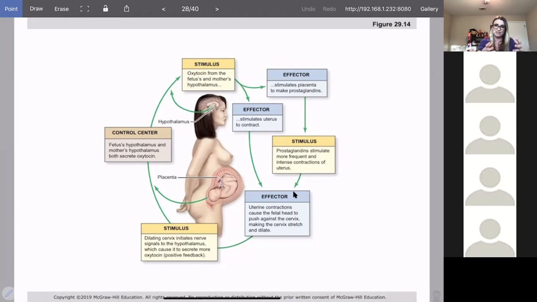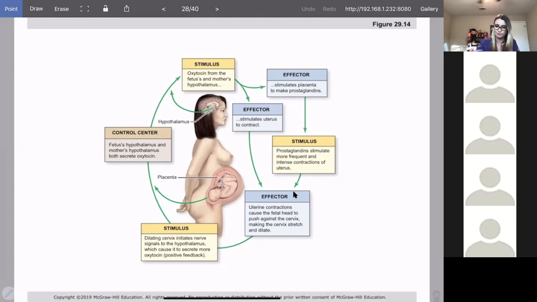The more dilated the cervix is, the more oxytocin is being released from the mom and from the fetus. As I said, it's a positive feedback. Oxytocin is being released. It's promoting the pushing of the baby onto the cervix, as well as the prostaglandins to open up the cervix. And as the cervix is being opened up, that promotes more oxytocin being released.